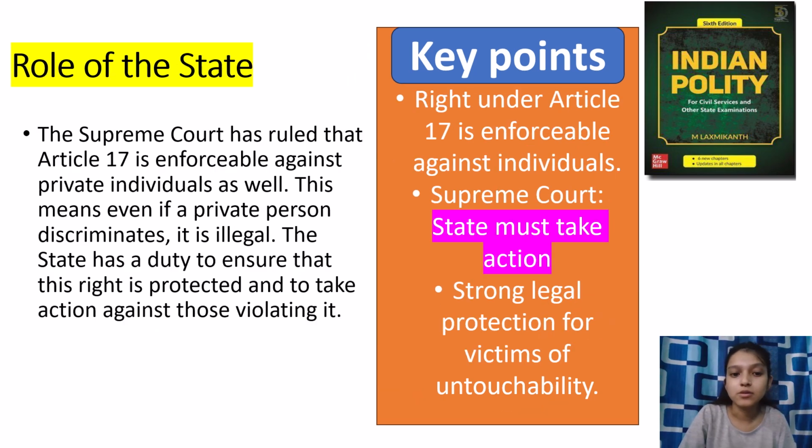Now let us move into what is the role of the state here. The Supreme Court has ruled that Article 17 is enforceable against private individuals as well. This means even if a private person discriminates, it is illegal. So as I said, no one can practice this in society, and it is enforceable by law that such a person should be punished. The state has a duty to ensure that the right is protected and to take action against those violating it.